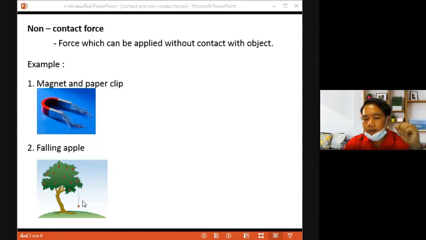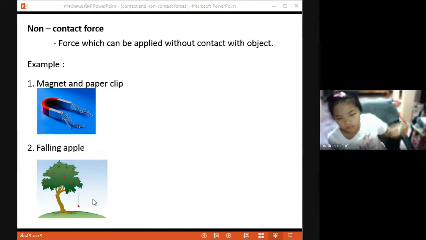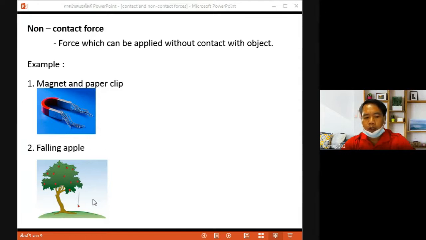Not only apple, all of the fruits that are falling, they will fall down to the ground, or maybe the leaves of the tree falling down. That is also an example of non-contact force.